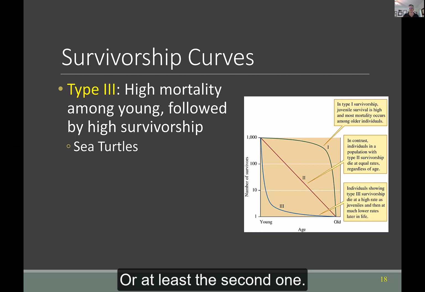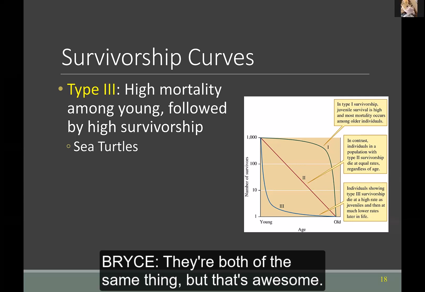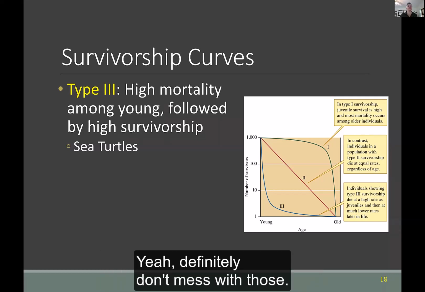Or at least the second one. I didn't open the first one yet. They're both of the same thing, but that's awesome. Yeah, definitely don't mess with those.